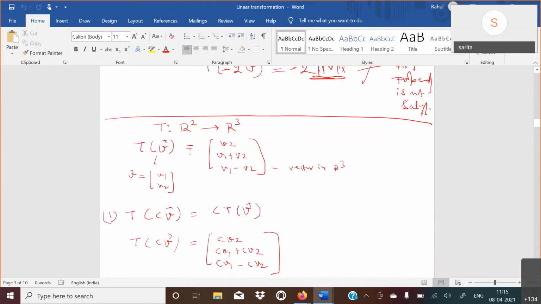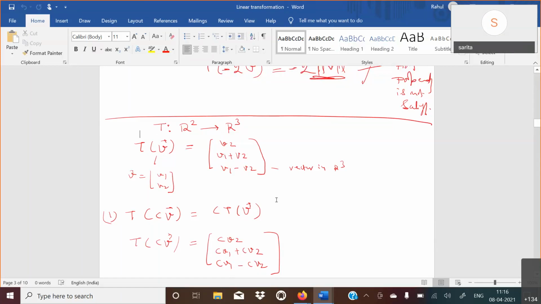And the way the transformation is defined is that T is taking V1, V2 to another space, I mean R3 space, in such a way that these values are now changed to this. So that is the entire purpose. It takes you to another space. Now, the question is, is it a linear transformation?